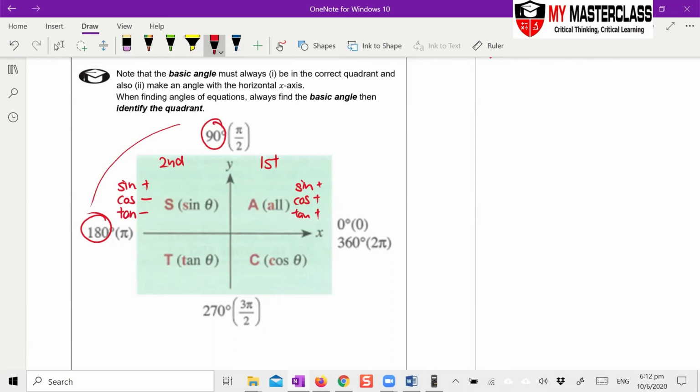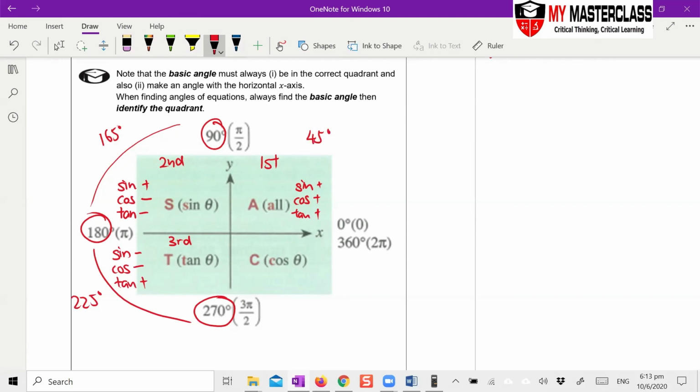Okay? Then after that, we go to the third quadrant. If you sine an angle that is bigger than 180 and smaller than 270, like over here maybe I write 225 degrees. If you sine 225 degrees, it will give you negative. If you cosine 225 degrees, it will also give you negative. If you tangent 225 degrees, it will give you positive. That's why the third quadrant is called the T quadrant. The second quadrant is called the S quadrant.